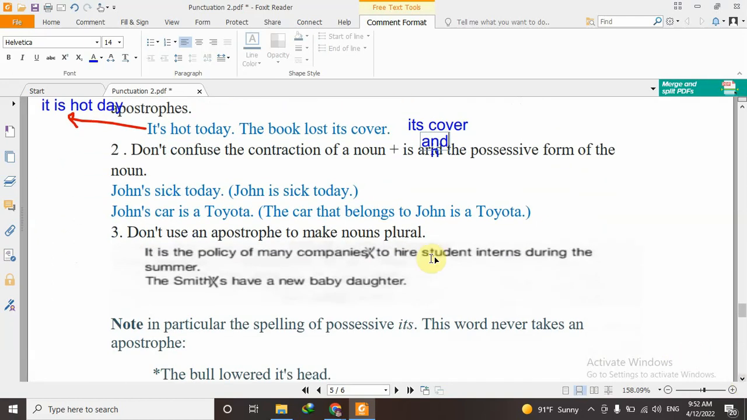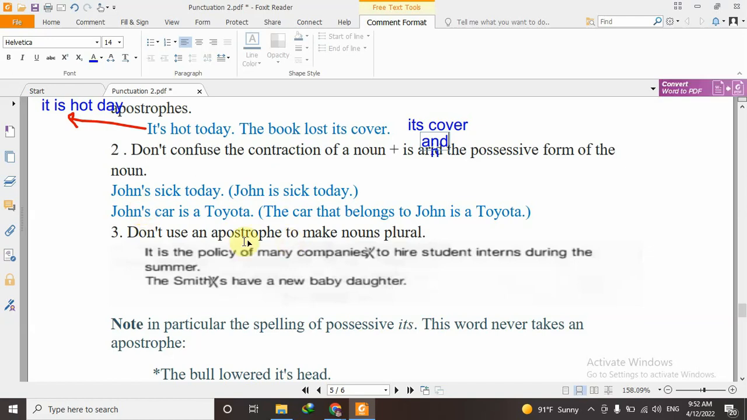You have to differentiate between these two contractions. The first one is a contraction of "is". The second one is the possessive s. This is the possessive s with the apostrophe.